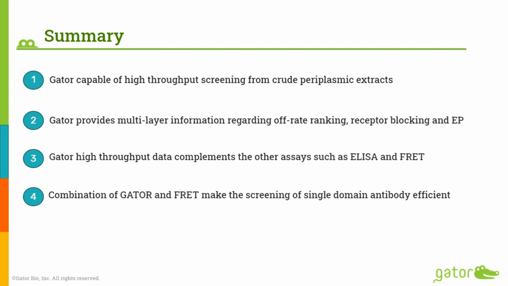And one good problem that we had, I would say, is that the CAMouse platform generates a whole lot of positive solutions. So with so many positive solutions, how do you narrow down in lead selection? Having multiple layers of information, not only off-rate ranking, but along with that the receptor blocking and epitope binning, and cross-linking that data with the data obtained from his lab using ELISA and FRET, gave a unique combination for him and several layers of information regarding the single domain antibody selection for this particular project.